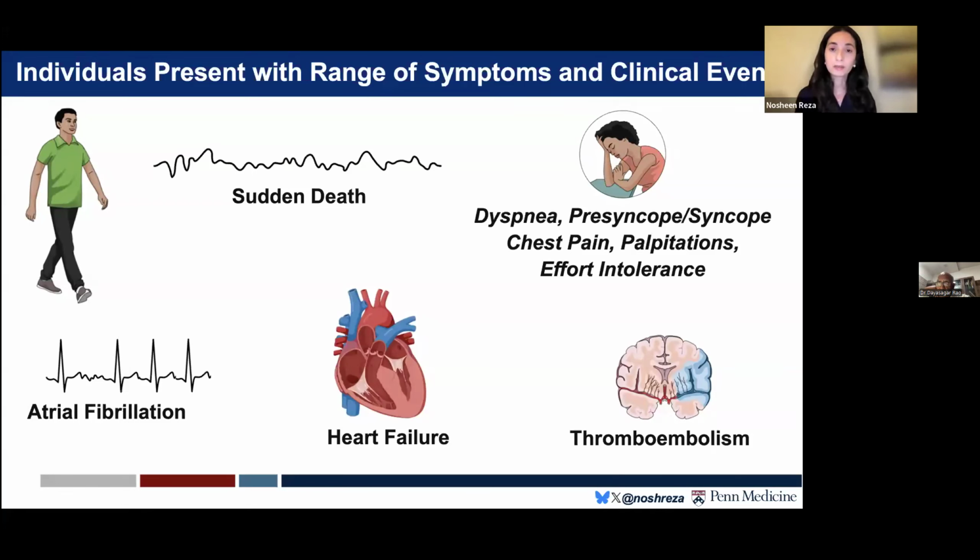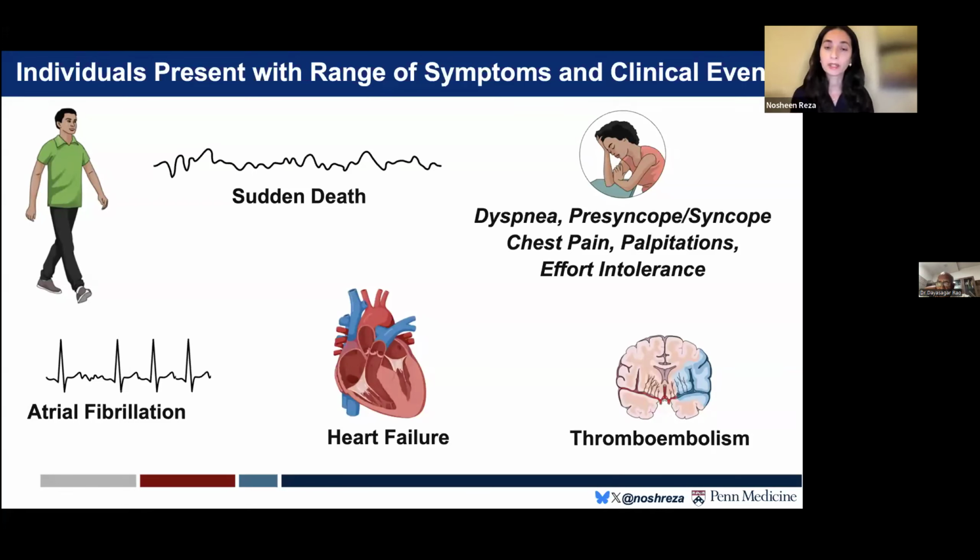Very commonly, patients with HCM will present with symptoms like dyspnea, presyncope or syncope, chest pain, palpitations, or effort intolerance. Patients can also present as their first presentation with atrial fibrillation, symptoms of heart failure, or complications of atrial fibrillation, including thromboembolism.